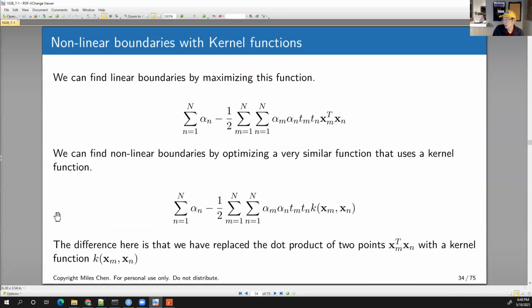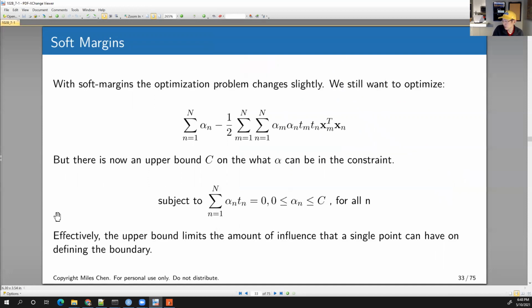Okay, all right, let's hold off on looking at kernel functions. We'll do the kernel function transformation on Friday. So we'll end here for today.